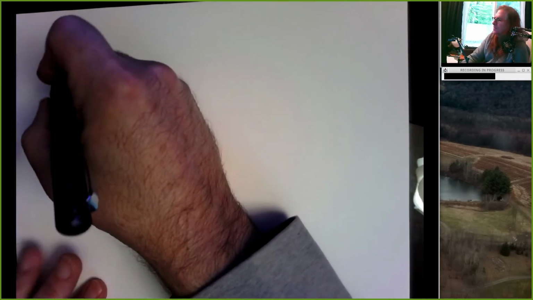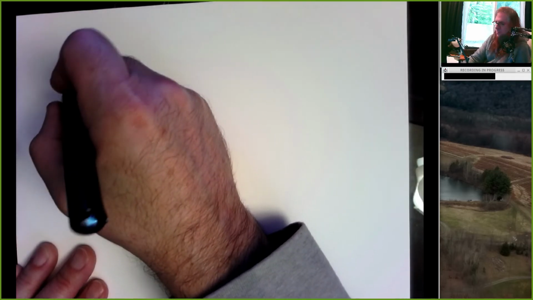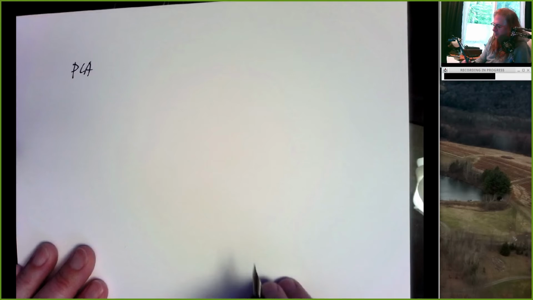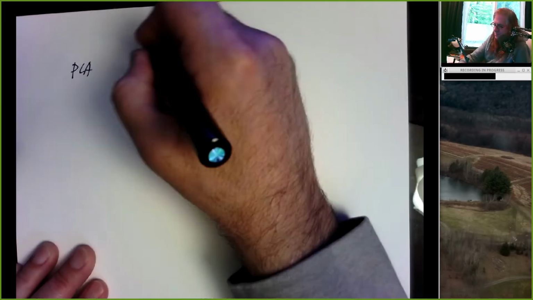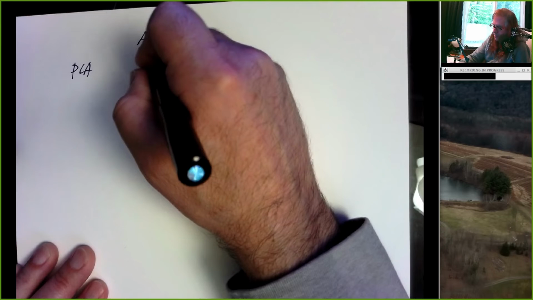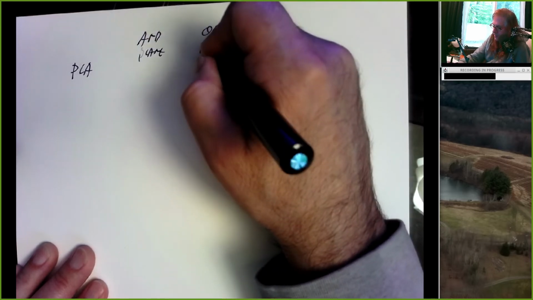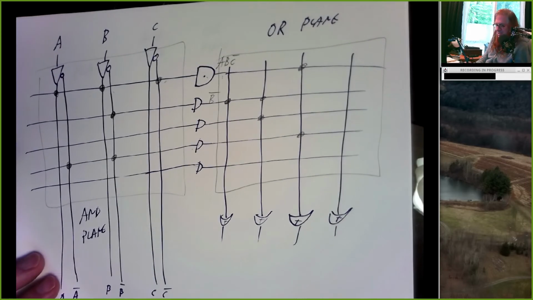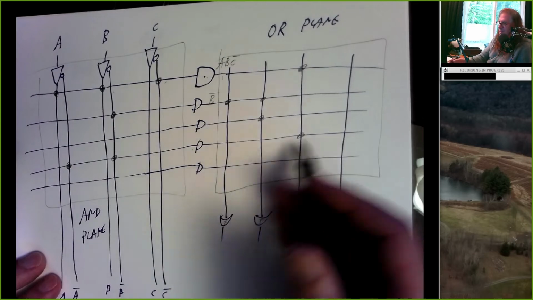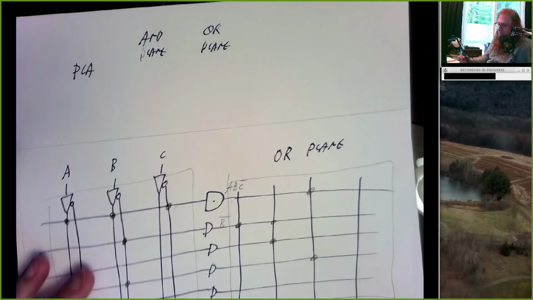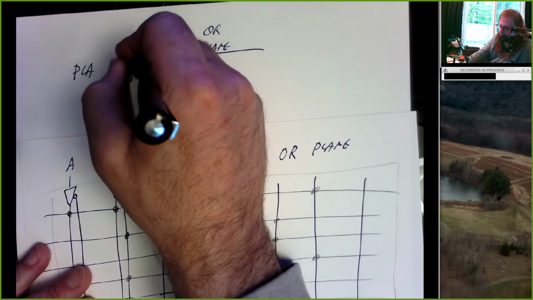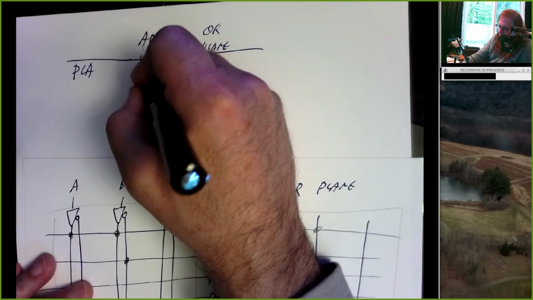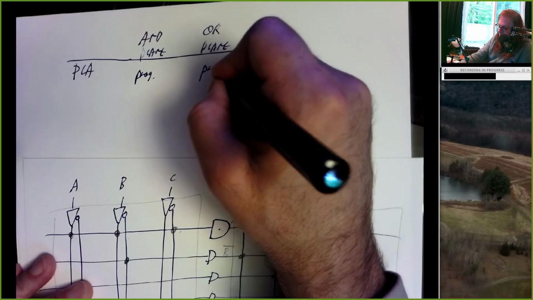And so there's three kinds of programmable devices. The first one is called a PLA, Programmable Logic Array. And this is a picture of a PLA. It's a PLA because we can program the AND plane and we can program the OR plane. So with a PLA, the AND plane is programmable and the OR plane is programmable.